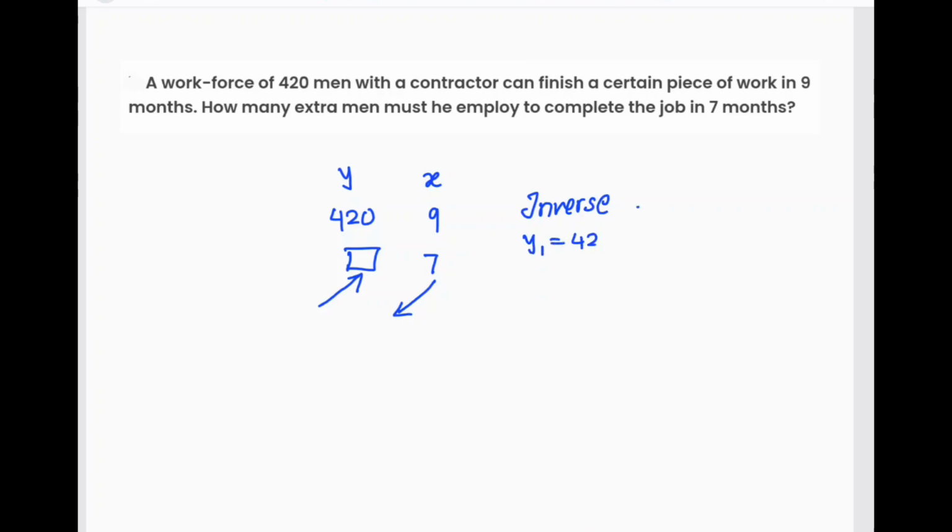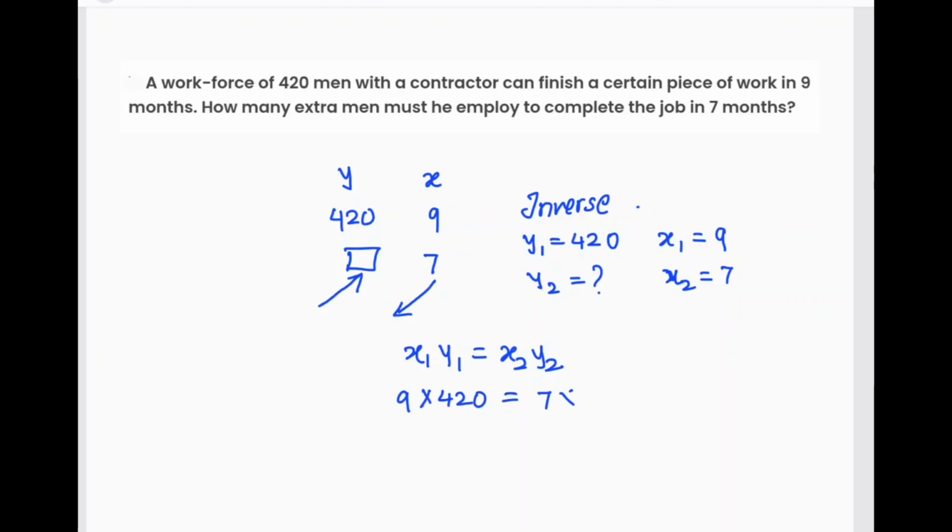Y1 is equal to 420, X1 is equal to 9, Y2 we have to find out, then X2 is equal to 7. So what is the formula for inverse proportion? X1 Y1 is equal to X2 Y2. X1 9, Y1 420 is equal to X2 7 into Y2. Therefore Y2 is equal to 9 into 420 divided by 7. So 7 6s are 42, so 540.